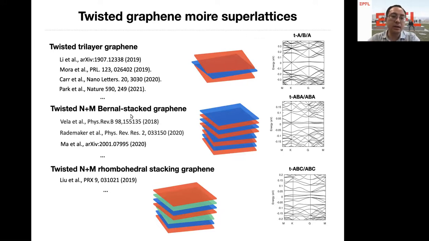There are also other more complicated stacking moiré superlattices, for example, M layers plus N layers Bernal stacked graphene. M-layer graphene twisted with respect to N-layer Bernal stacked graphene, and the band structure also looks very complicated. It's a flat band in superposition with some other dispersive Dirac states. And for the twisted M plus N rhombohedral stacking graphene, it's kind of simpler, and the flat band is separated from the remote bands.